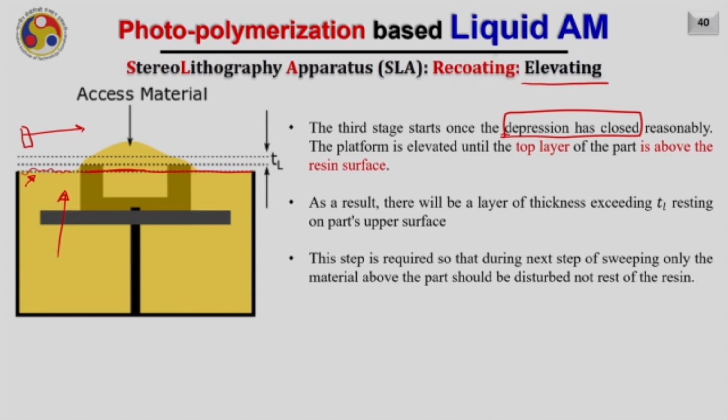As a result, there will be a layer of thickness exceeding TL, of course. This is the distance from here to here. It is of course larger than TL, and our objective is to make it TL. This step of elevating is required so that during the next step, which is sweeping, only the material above the part gets disturbed, meaning only this much of the liquid resin, not this one. We don't want to disturb the rest of the material which is available here. So this is called elevating.